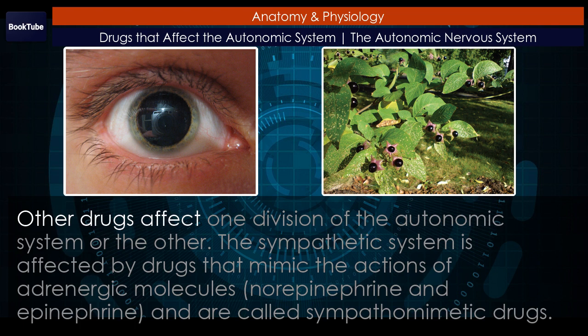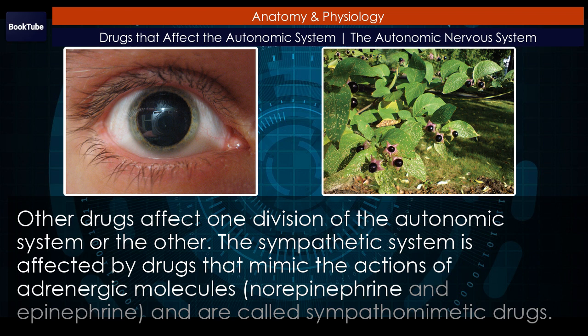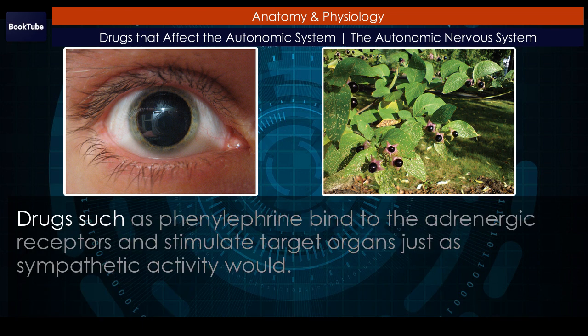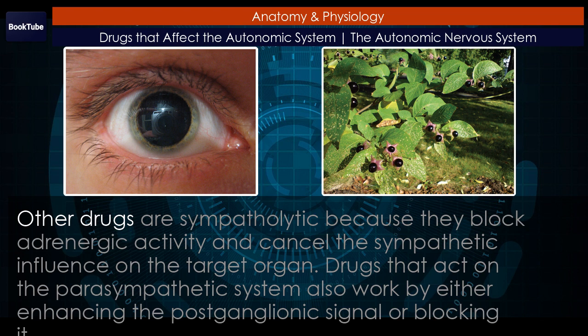Other drugs affect one division of the autonomic system or the other. The sympathetic system is affected by drugs that mimic the actions of adrenergic molecules, norepinephrine and epinephrine, and are called sympathomimetic drugs. Drugs such as phenylephrine bind to the adrenergic receptors and stimulate target organs just as sympathetic activity would. Other drugs are sympatholytic because they block adrenergic activity and cancel the sympathetic influence on the target organ.